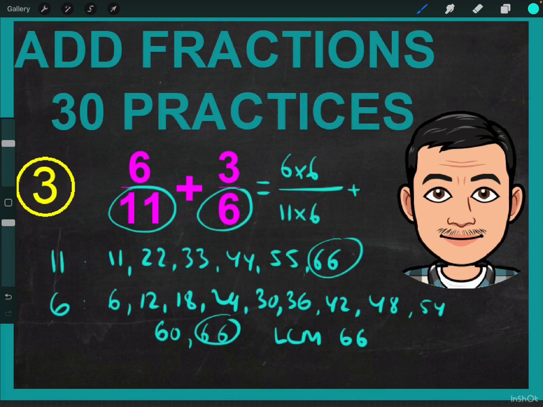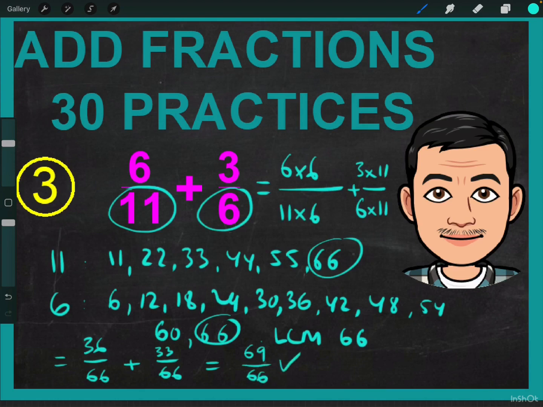and for the second fraction we multiply 11 to both 3 and 6. So now we got 36 over 66 plus 33 over 66. We add 36 and 33. We got 69 over 66. That's the answer.